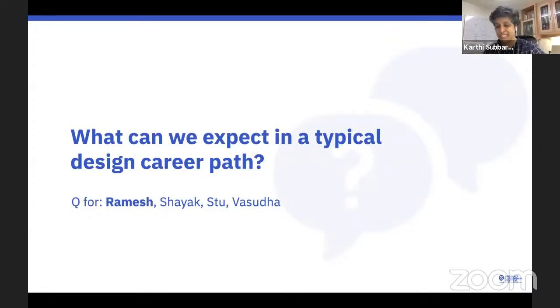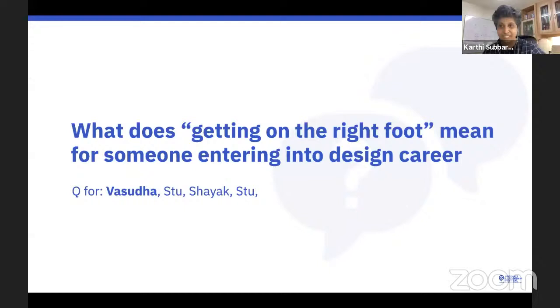That's wonderful. Let's go on and ask Vasudha about what it means to get on the right foot. If somebody is entering a design career or growing in a design career, what is the right foot? Because every choice has a consequence. So if I really need to get on the right foot, what would that be, Vasudha?